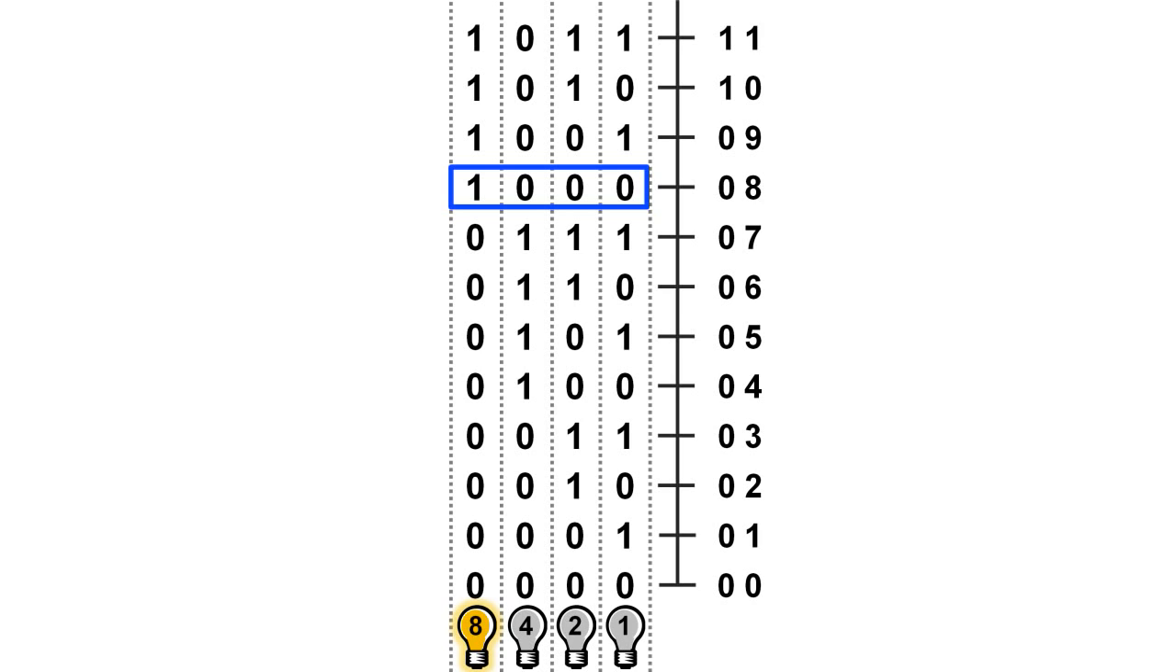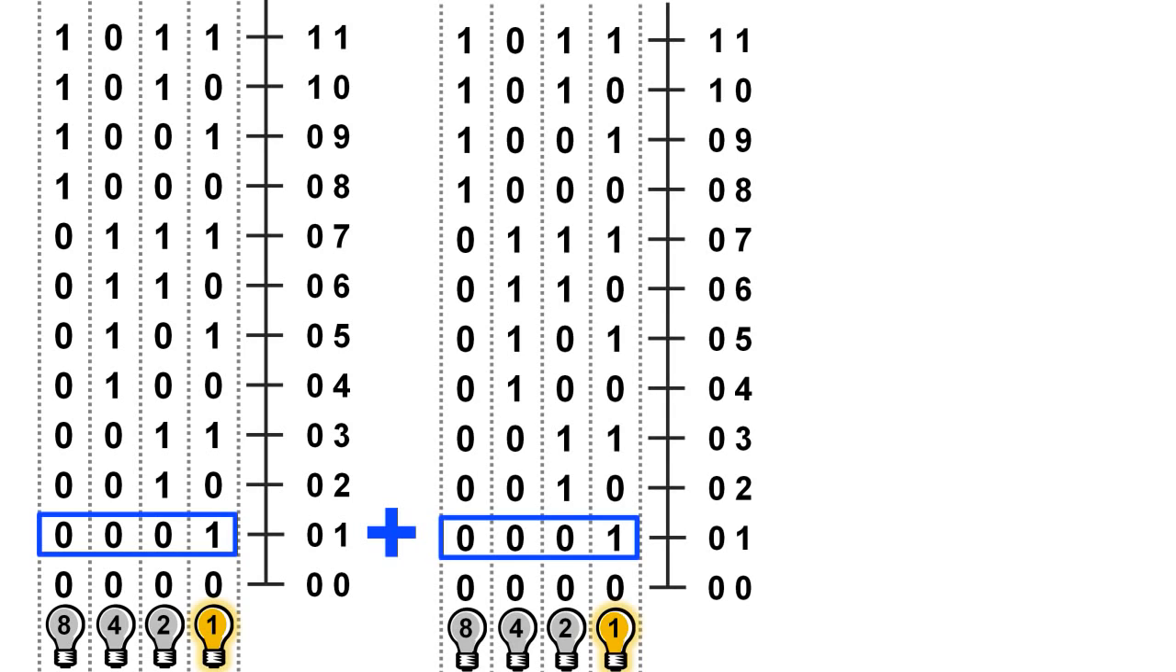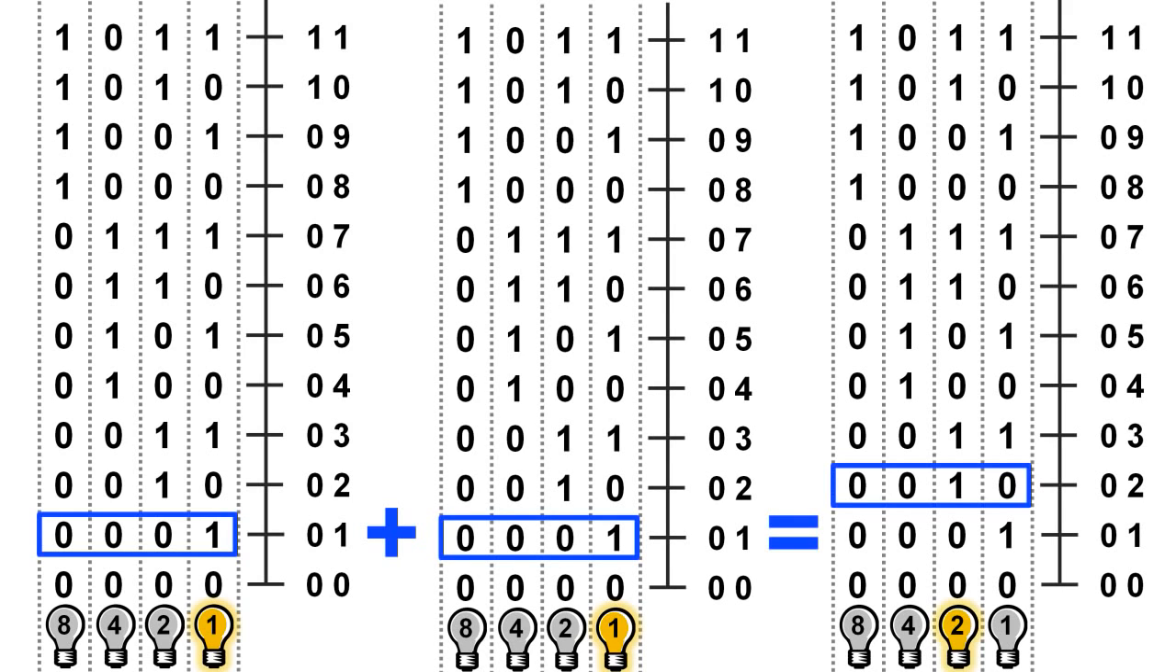From here, you just have to add up the numbers on the light bulbs that are lit to find the equivalent number in decimal. So for instance, 1001 is the 8 light bulb plus the 1 light bulb, which means it's 9 in decimal. 1010 is the 8 light bulb plus the 2 light bulb, which is 10 in decimal. And finally, 1011 is the 8 light bulb plus the 2 light bulb plus the 1 light bulb, which is 11 in decimal. So 1 plus 1 in binary equals 10, which is 2 in decimal.